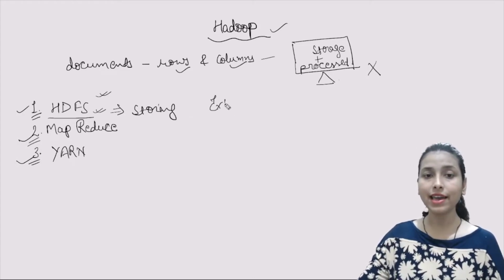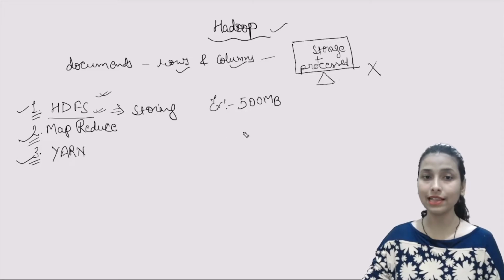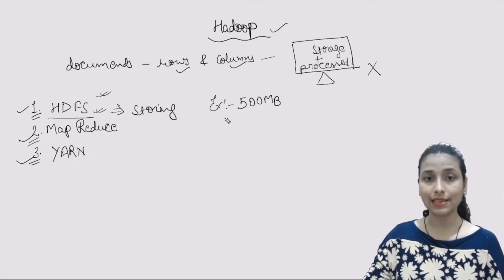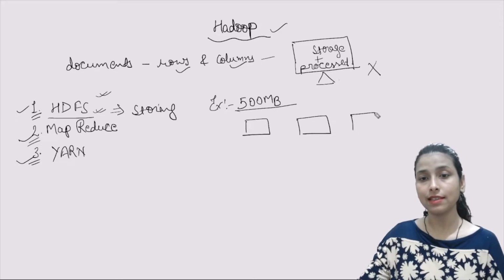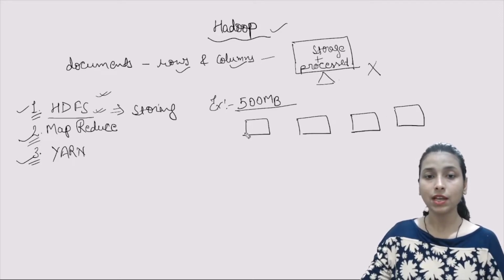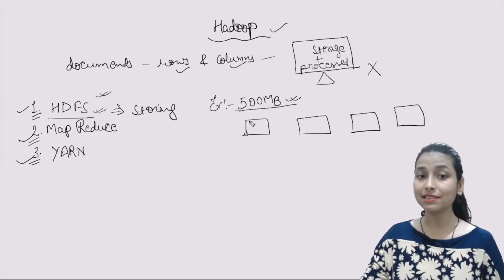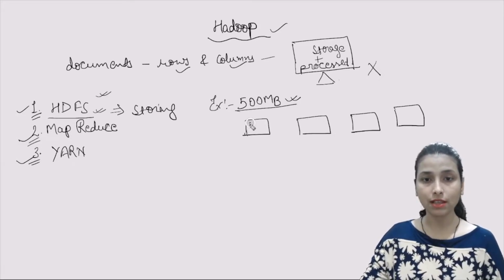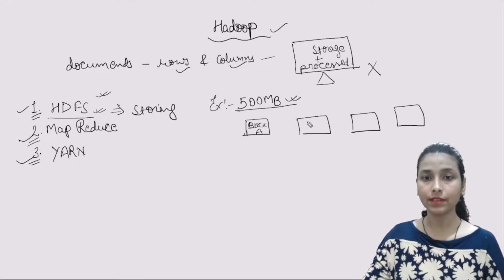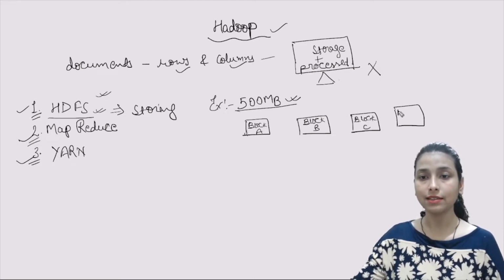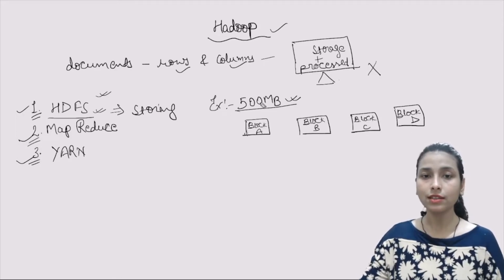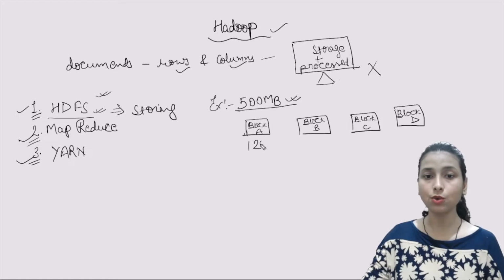Suppose for example, I have 500 MB of data and I have to store this using the Hadoop Distributed File System. So what it does inside HDFS, first of all, it will split the data into different blocks. Let's take 4 blocks for storing this 500 MB of data. So inside HDFS, it first splits that particular data into different blocks. Let's say this is block A. Let's say this is block B. Similarly, this is block C and this is block D. So this 500 MB of data will be stored like this.